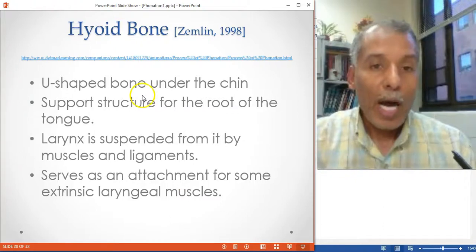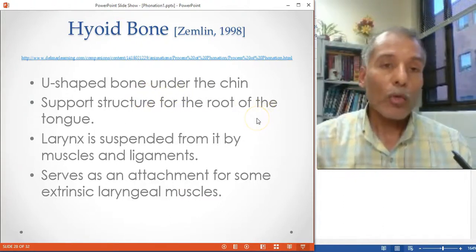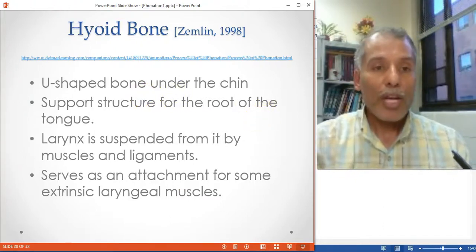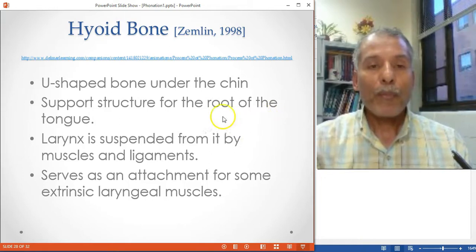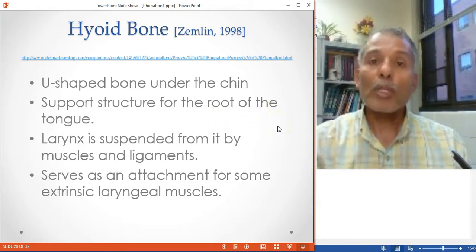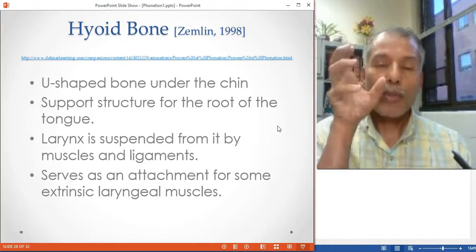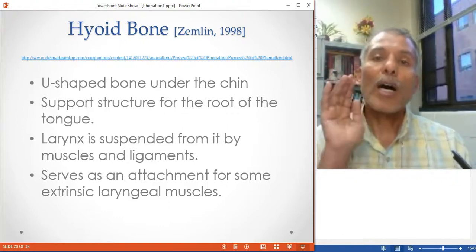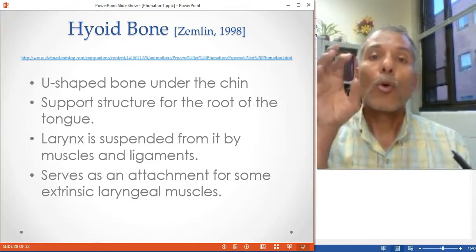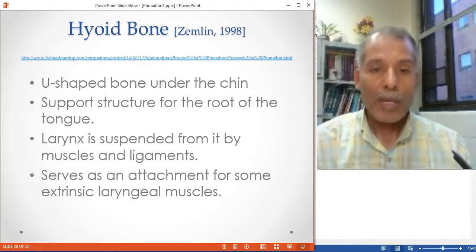I explained that the hyoid bone is shaped like a U shape, or a C shape, and that it supports the larynx from the top. The entire larynx is suspended from it, so wherever the hyoid bone goes, so goes the larynx.